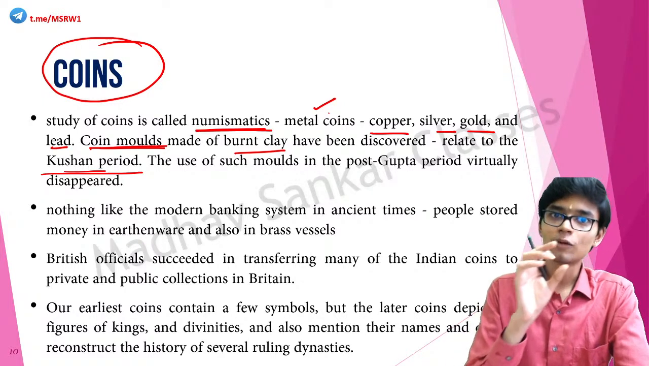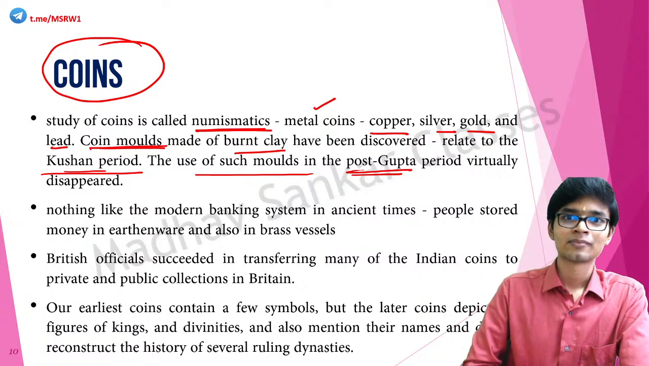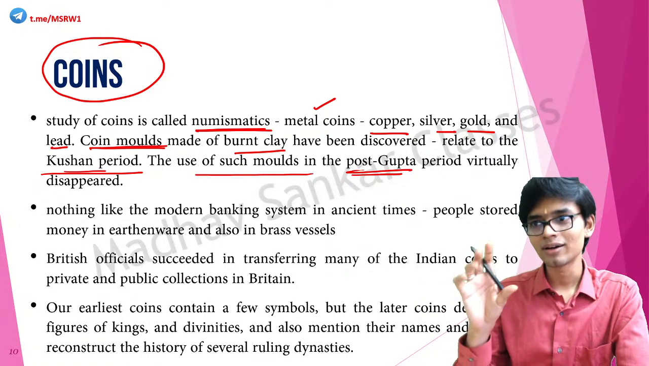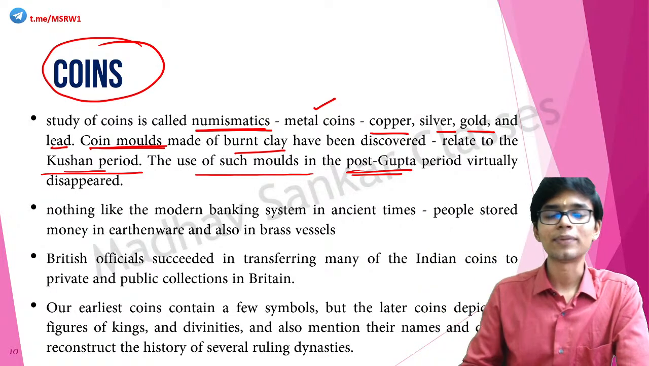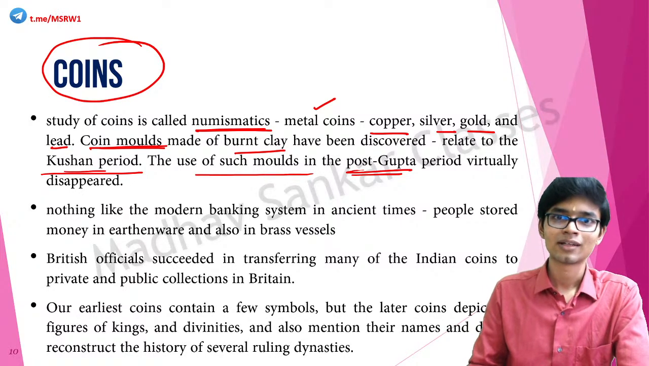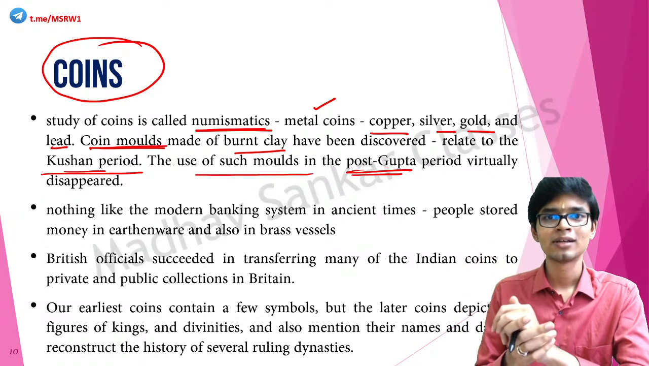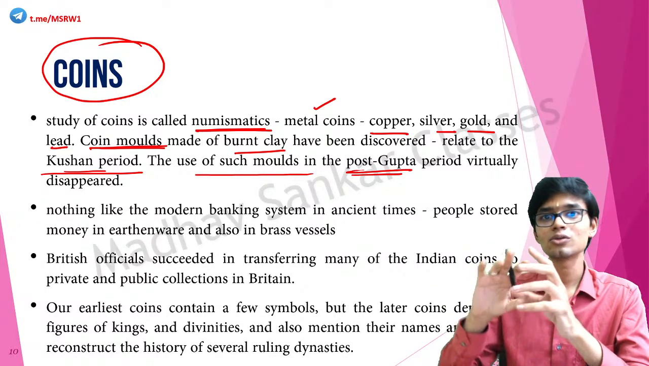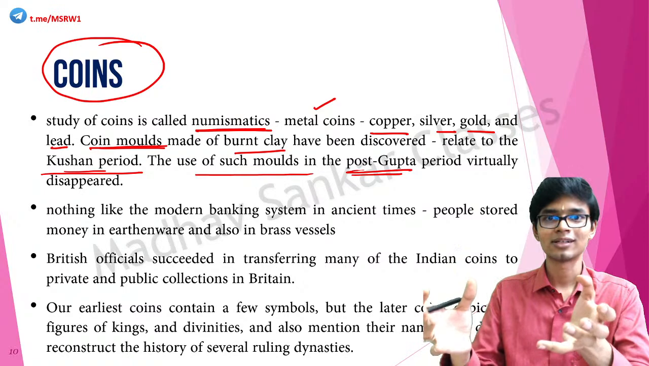And if we observe ancient Indian history, historians have found that the use of such molds in the post-Gupta period has virtually disappeared. So what does that mean? One inference that we can make from this observation is that in the post-Gupta period, there was a lack of certain metals, or there could be a decline in commerce and trade, etc. Otherwise, coin molds, or at least some forms of molds, should still be there. The disappearance of these coin molds points to certain economic drawbacks. This is how historians infer certain things.